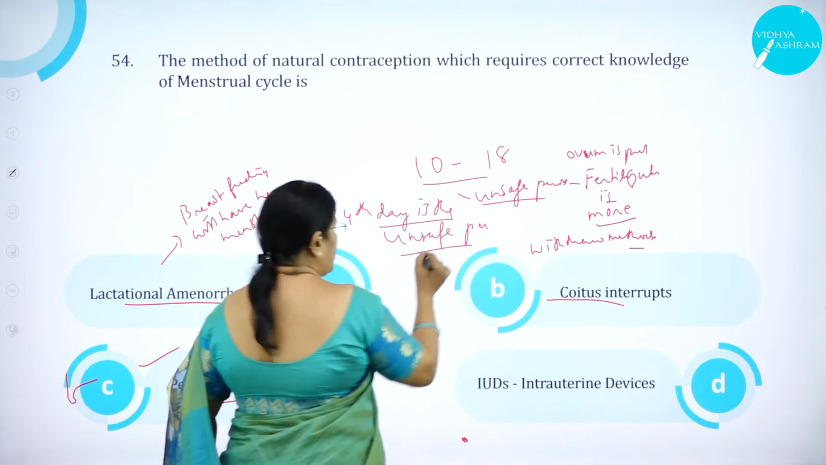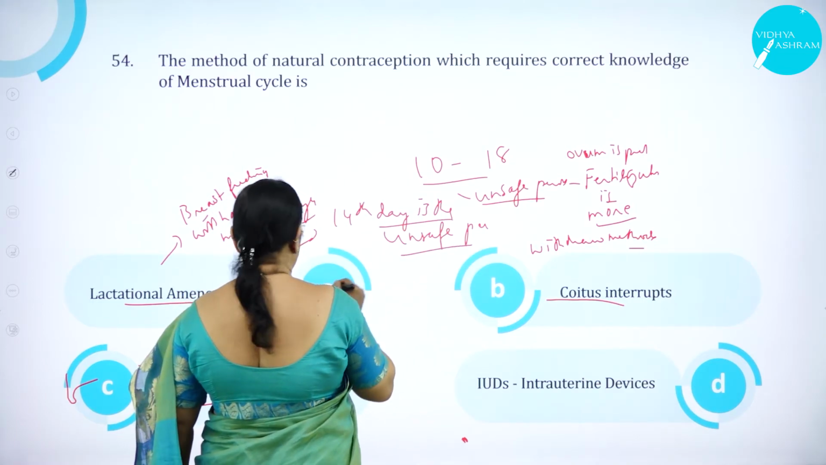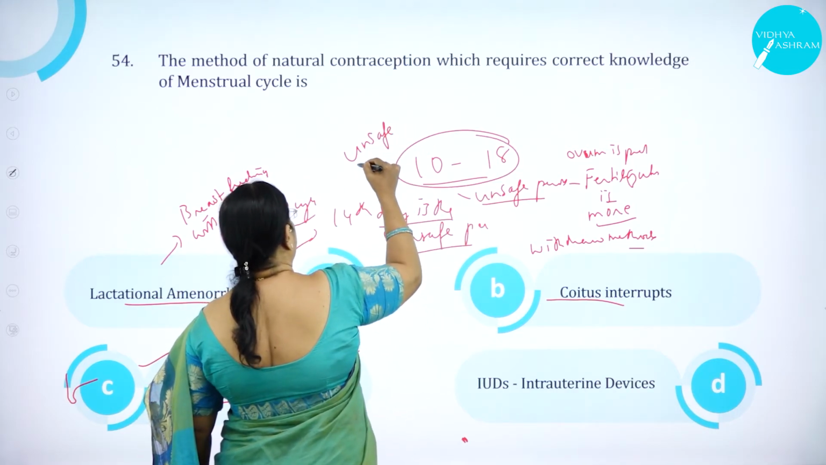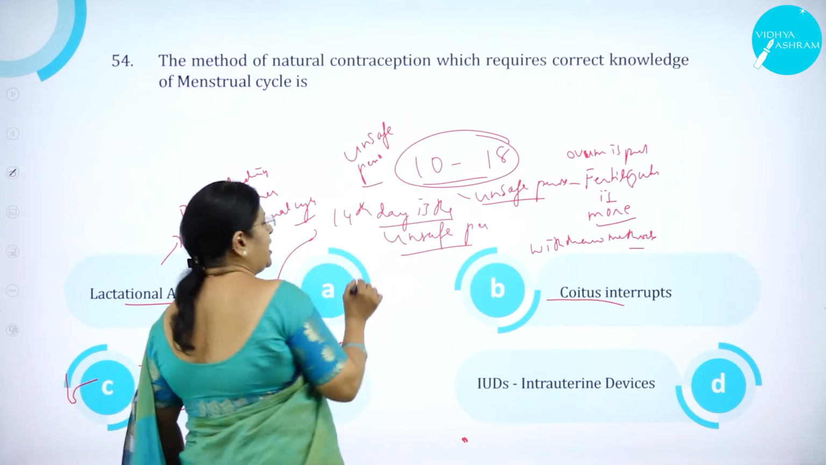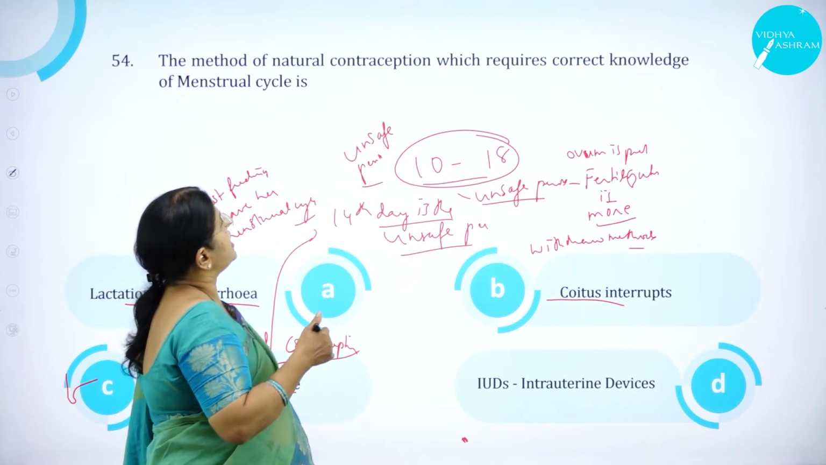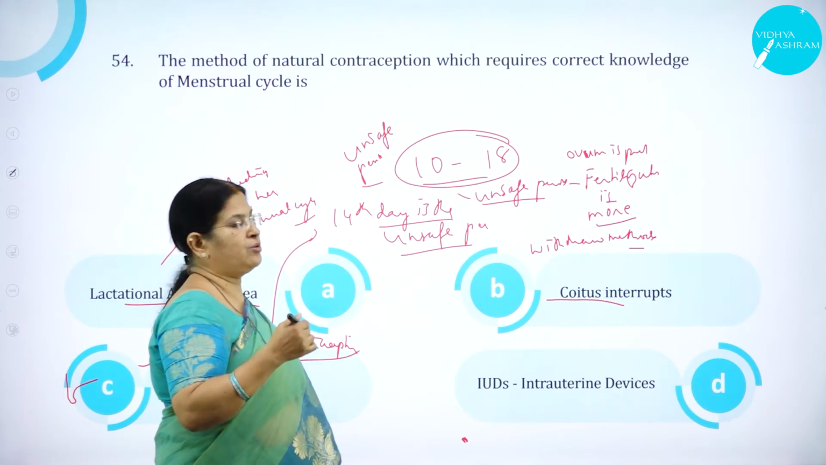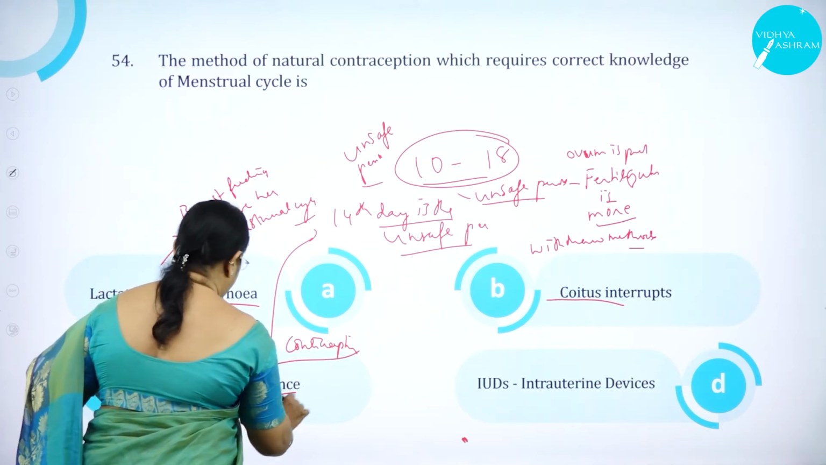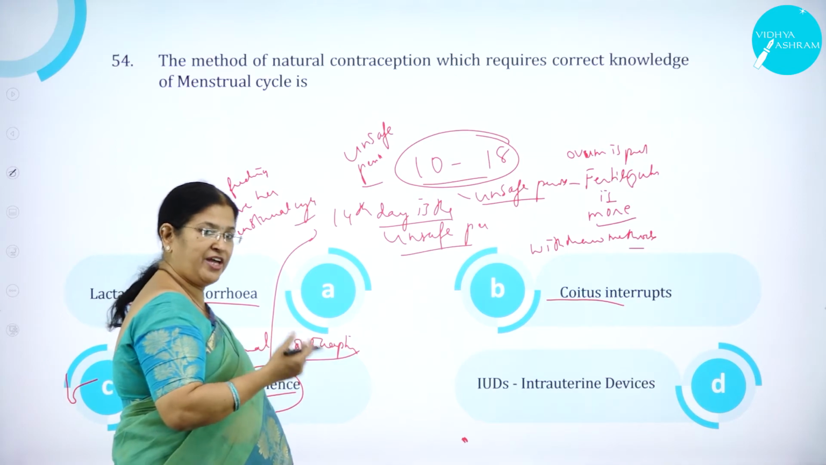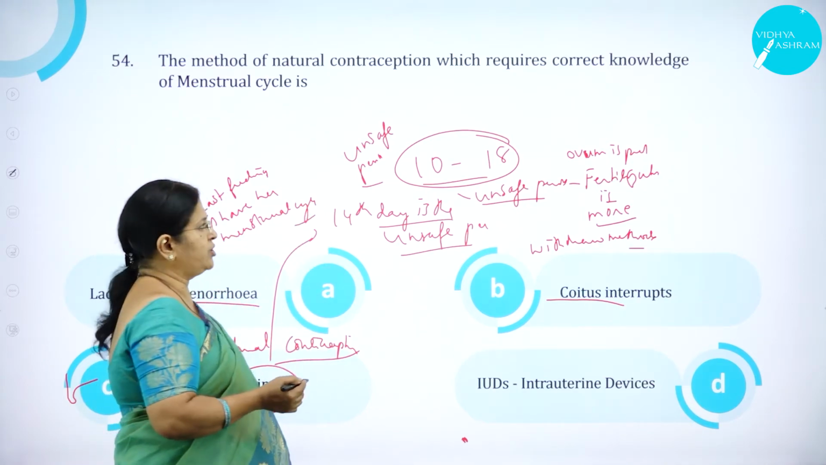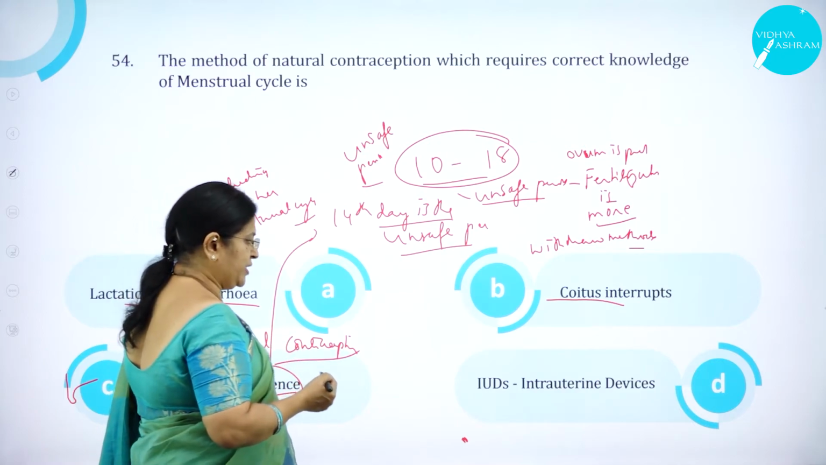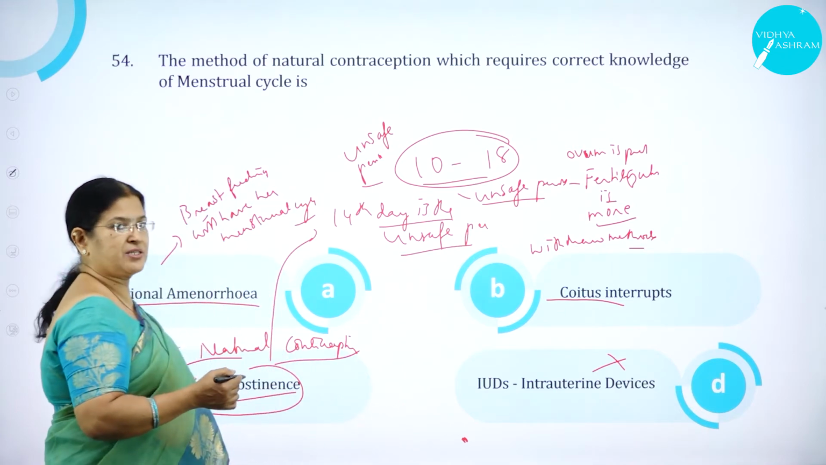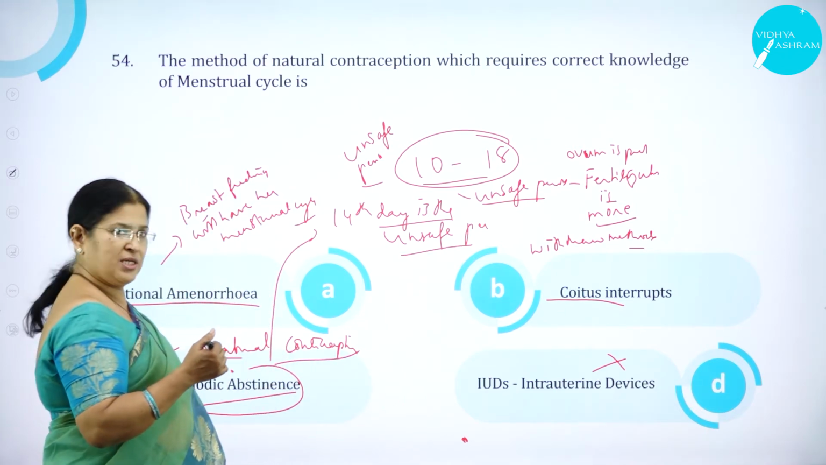If the couple avoid coitus during this particular unsafe period, then they can avoid unwanted pregnancy. So this is called as a natural contraception. No chemicals are used, no barriers are used. So this is a natural method, and that is called periodic abstinence. Abstinence means remaining away from this particular period, 10 to 18th of the menstrual cycle. Then intrauterine devices, no, this is not a natural method. These are the devices which act as barriers for the ovum and the sperm.